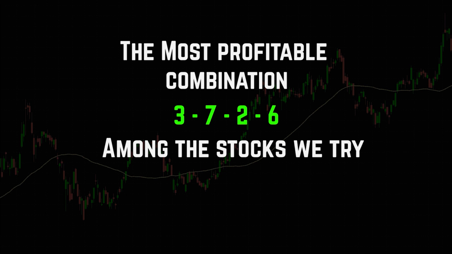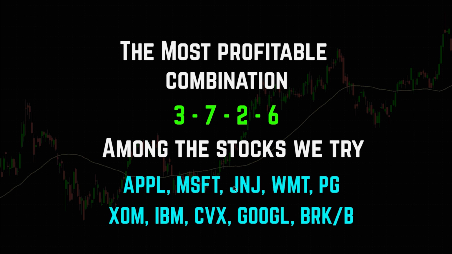Those stocks are going to be Apple, Microsoft, Johnson & Johnson, Walmart, Procter & Gamble, ExxonMobil, IBM, Chevron, Google, and Berkshire Hathaway. Later we'll see why and how we choose those particular ones.